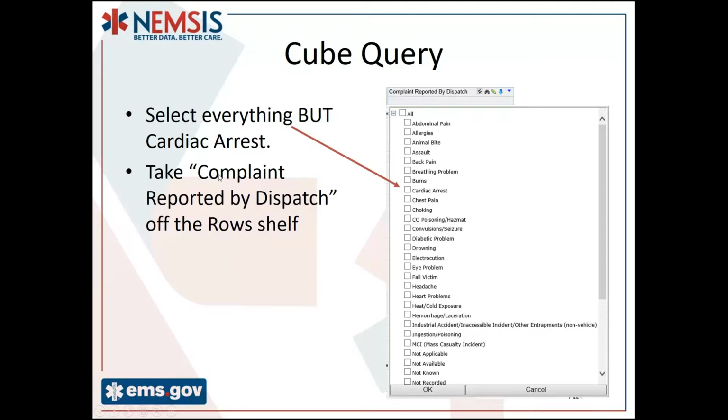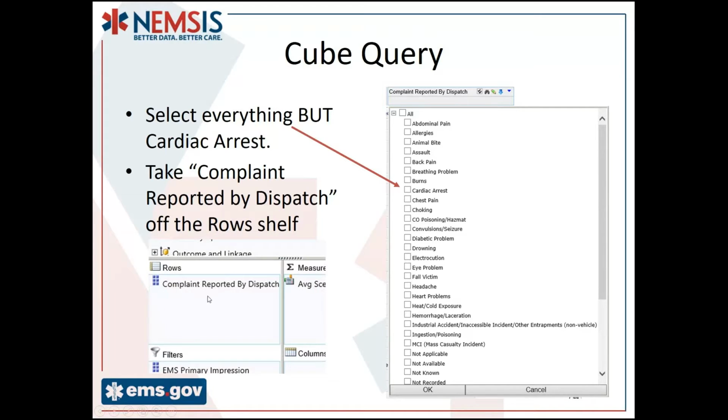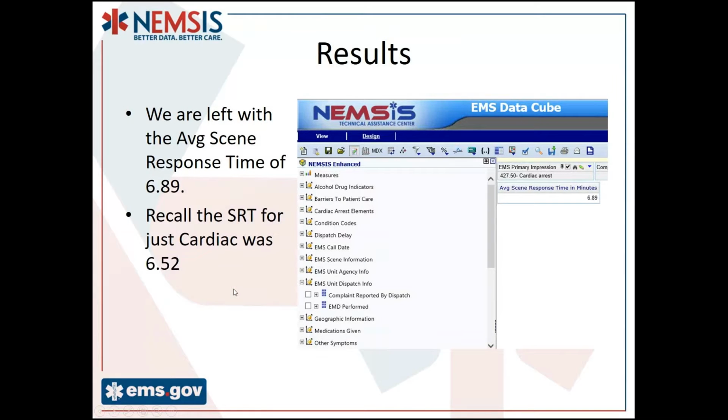Then I needed to take complaint reported by dispatch off the row shelf. If I leave it on the row shelf, it's going to show me the average time for each type of call. Well, I want to know the average time for any call. So I went ahead and grabbed complaint reported by dispatch and pulled it off the row shelf. You can do that by just dragging it basically anywhere off the screen back onto the list of measures and elements or into the results window and just drop it, or you can uncheck the boxes on these lists.